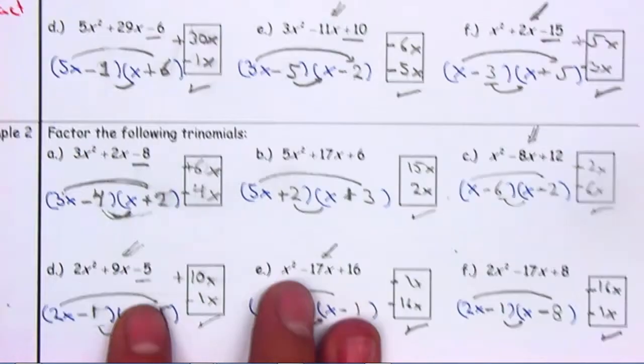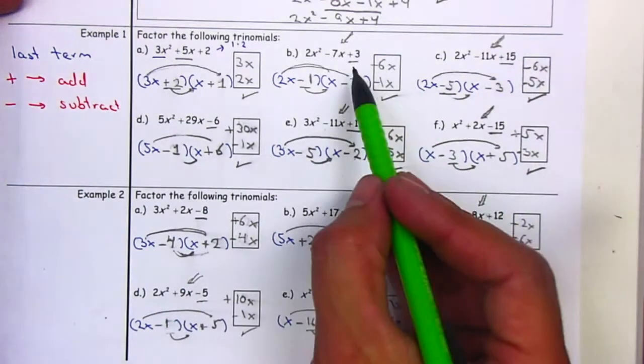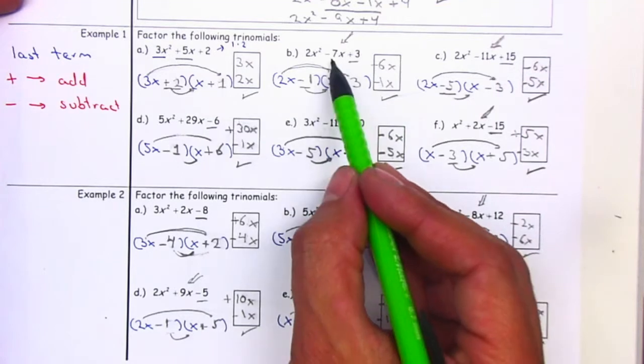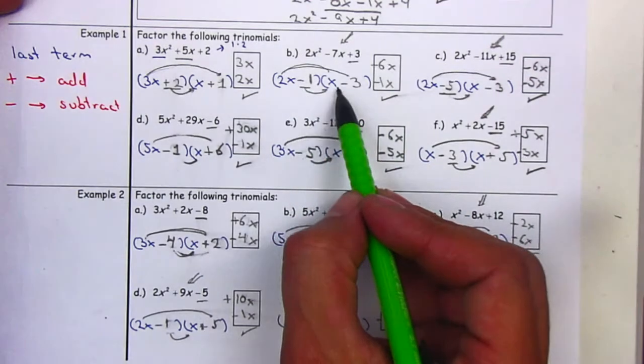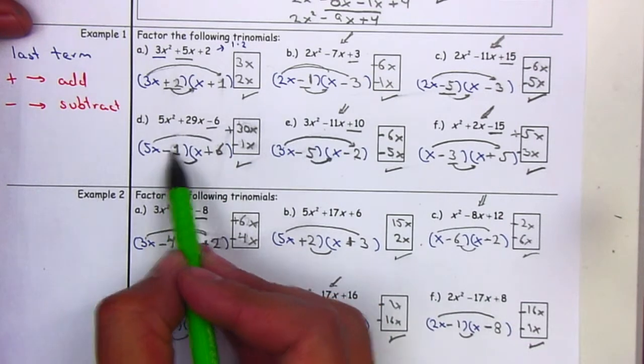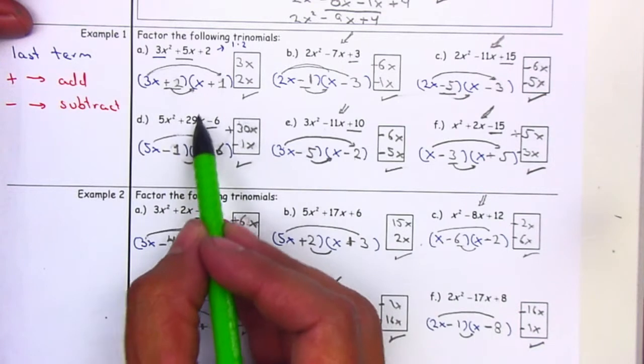Remember, the last number will tell you a lot. The last number, if it's positive, that means that whenever you add them, it has to give me a negative 7x, so they both have to be negative. If the last number is a negative, one of them will be positive, the other one will be negative, and when you subtract them, it has to give you the middle term.